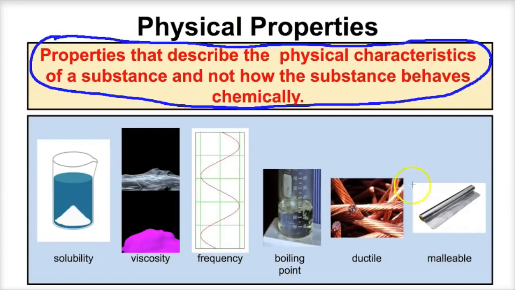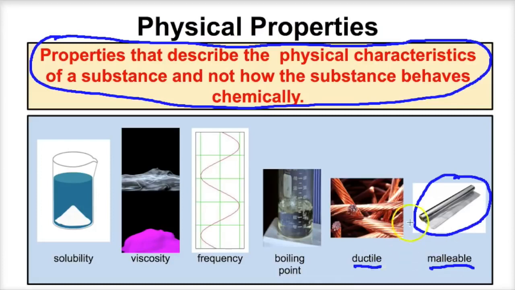For example, if we said that aluminum foil is malleable, what does the word malleable mean? Well, it means that the metal has the ability to be hammered into thin sheets. So we can take aluminum and pound it down into thin sheets. That's not telling us how this aluminum foil is going to react with something else. That's just telling us how it's going to change physical form. So malleability is a physical property of matter.